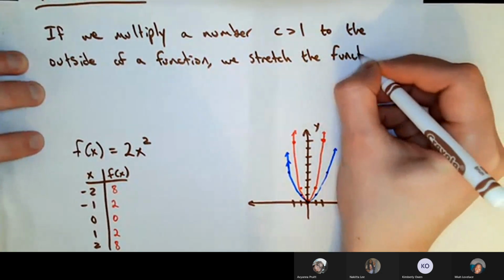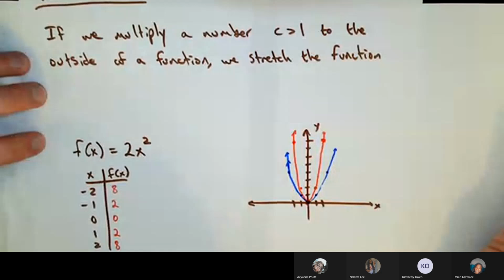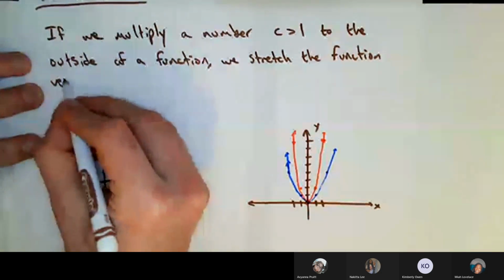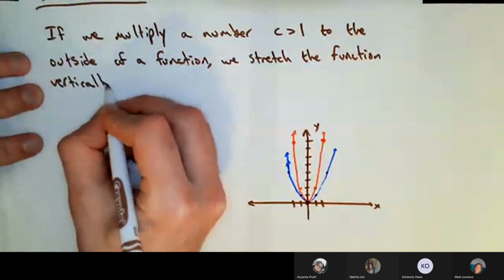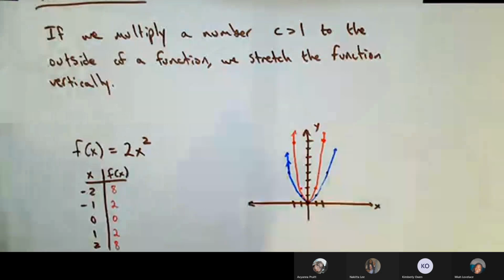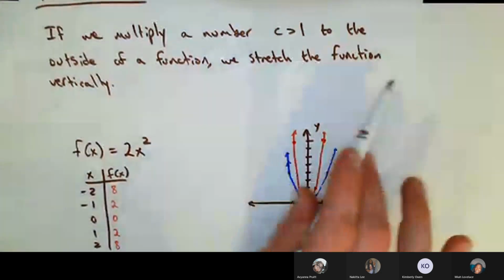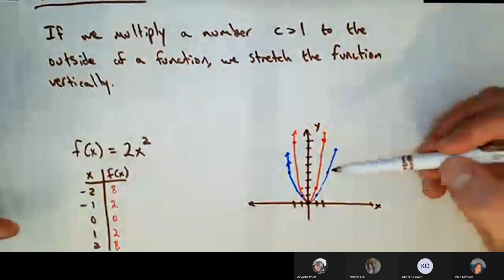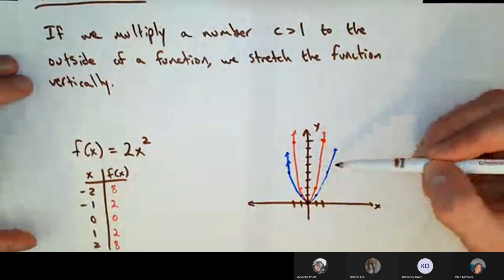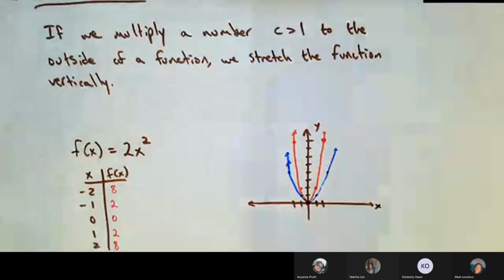And it's important to say both of those words, stretch and vertically, because we're going to talk about compression vertically, and we're also going to talk about stretching and compression horizontally. So we stretch the function vertically. Like literally, it's like you take the legs of the parabola and are yanking them up.